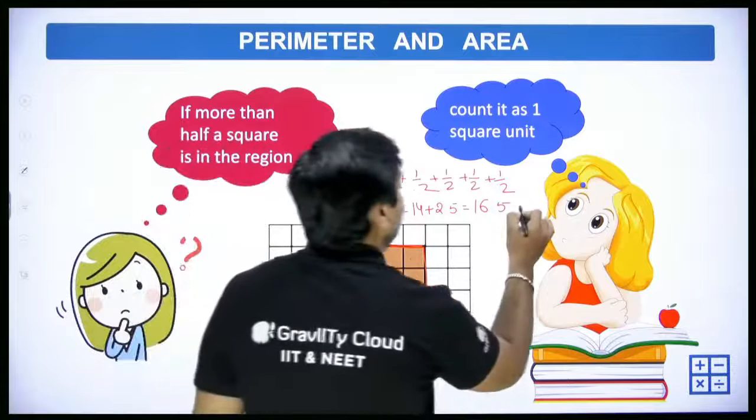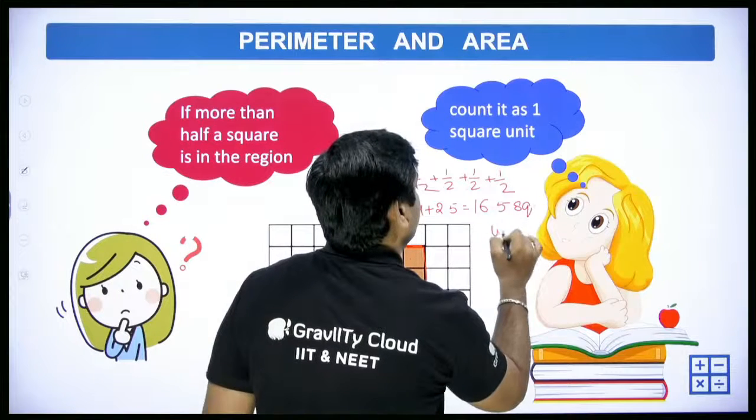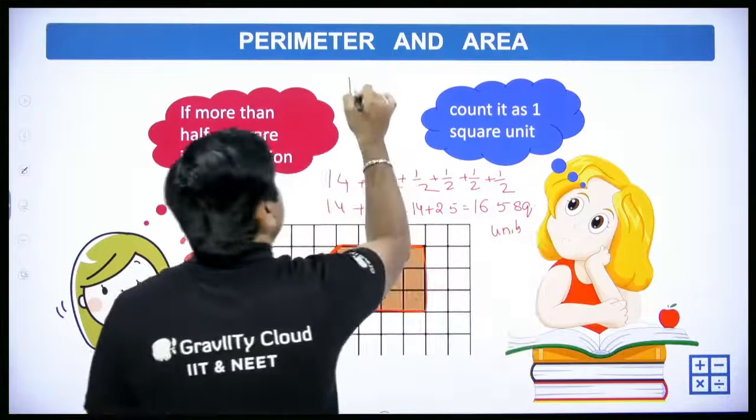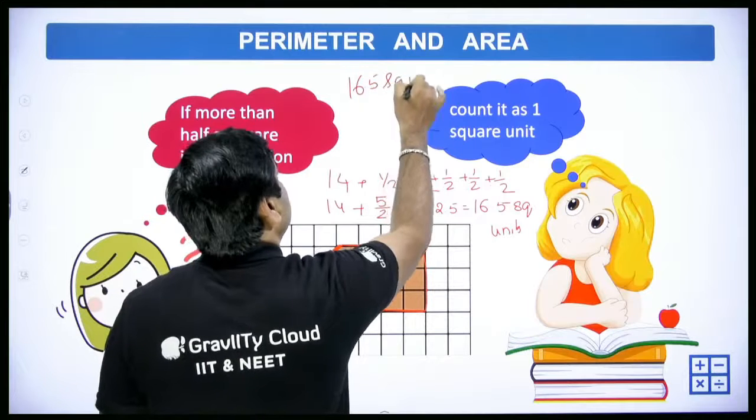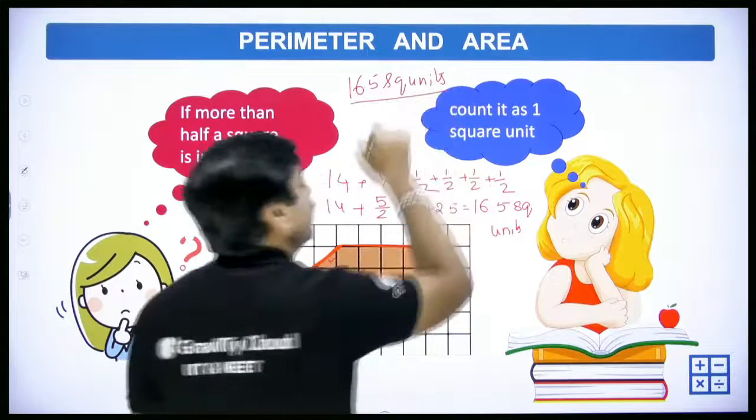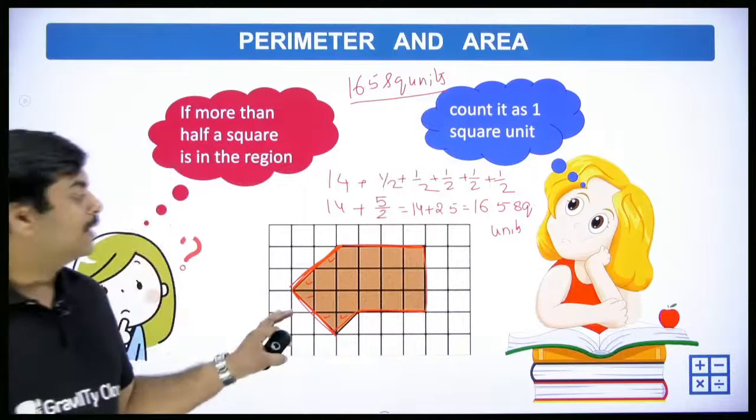The area always uses square units. So the answer is 16.5 square units. So that is the area of this figure.